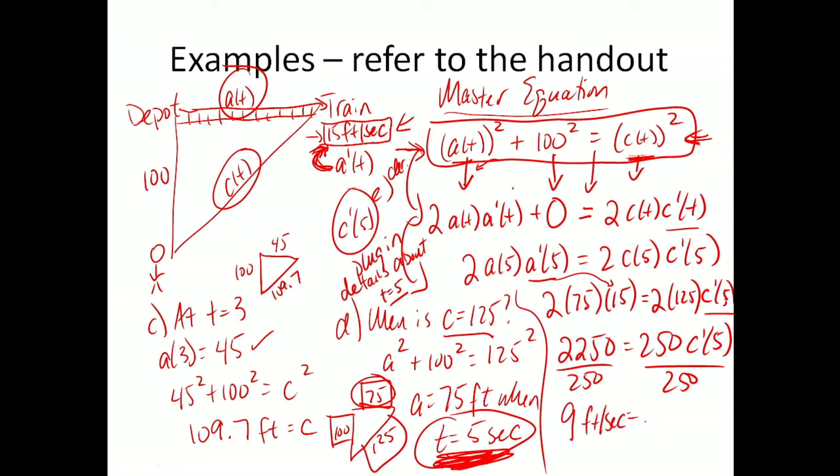And it's a rate, so I should put the right units there. It's feet per second, because it's speed, or velocity, if you want to say that. So c prime of 5 is 9, which means that the distance between me and the train, which is the hypotenuse side, is growing at a rate of 9 feet per second at this moment in time.